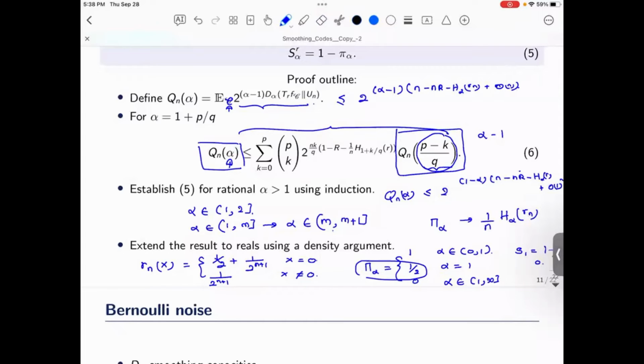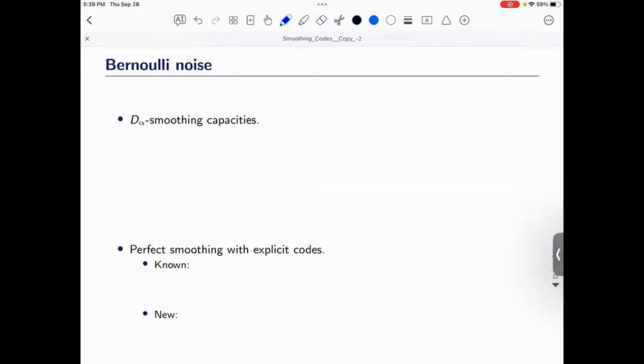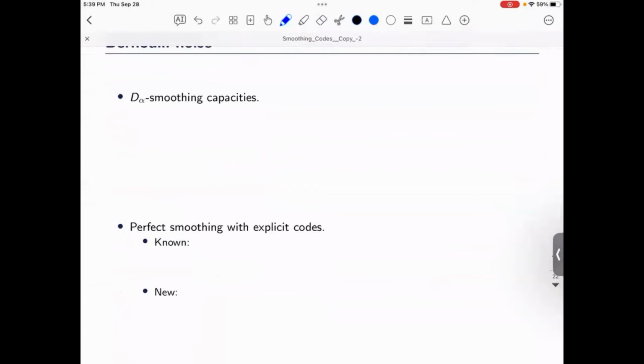Okay, this is about smoothing in general case where we don't impose anything on noise kernels. But now we are moving on to a special case, which is called Bernoulli noise. We define Bernoulli noise as this.